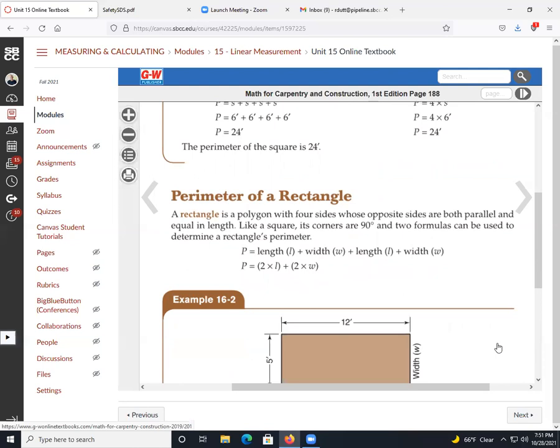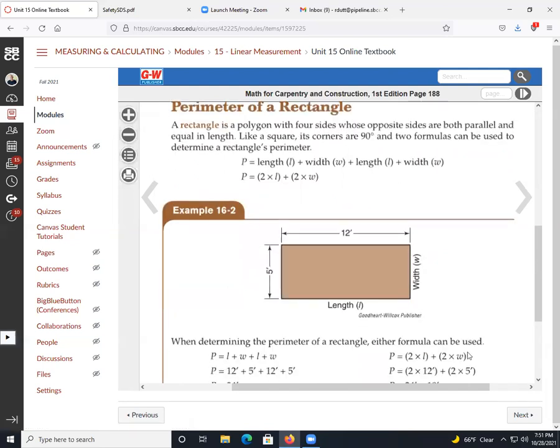Like a square, its corners are 90 degrees, and two formulas can be used to determine a rectangle's perimeter, which is length plus width plus length plus width, or 2 times the length plus 2 times the width, which is the easiest way to go. And that's pretty easy to do in your head.